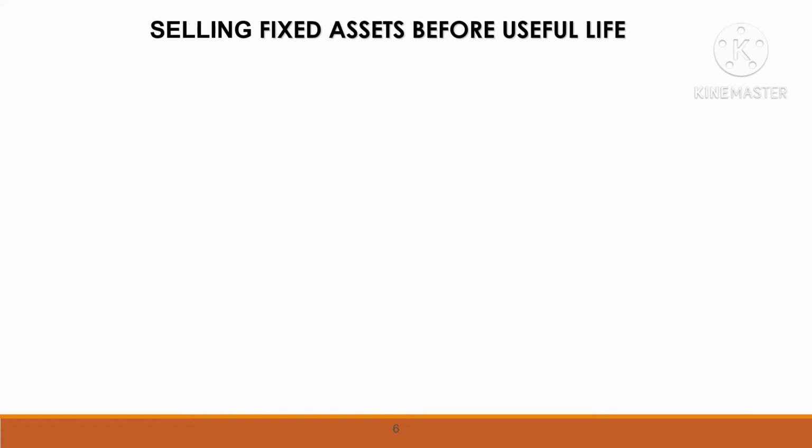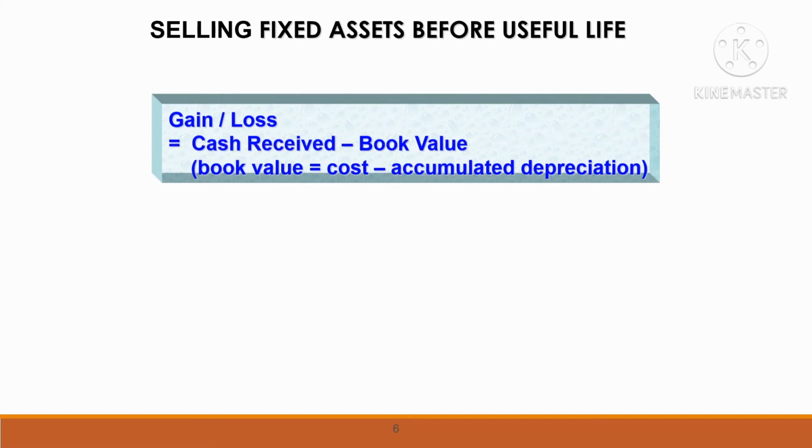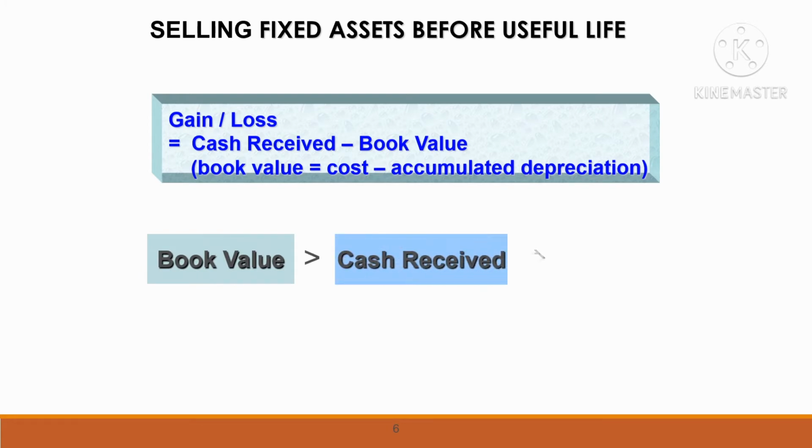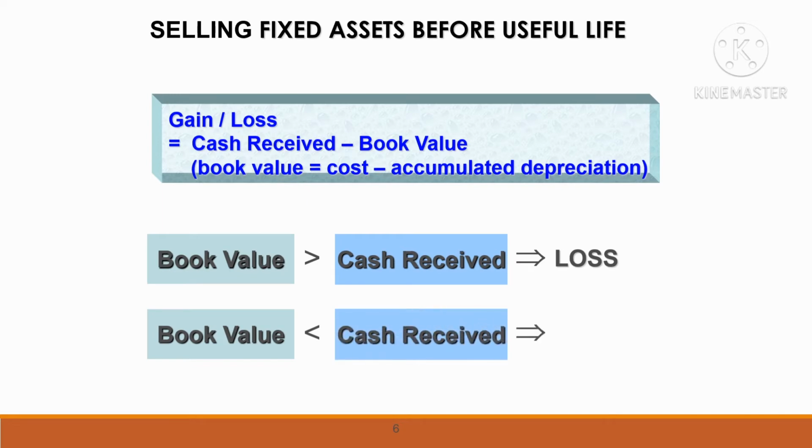Now the second one, selling fixed asset before useful life. So we have to calculate gain or loss. The most important thing, we have to compare the cash received with book value. So, if the book value is more than cash received, then we get a loss. But if the cash received is more than book value, then we will get a gain.